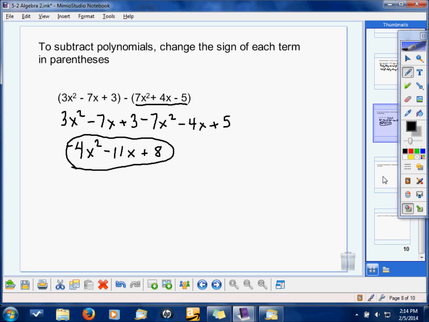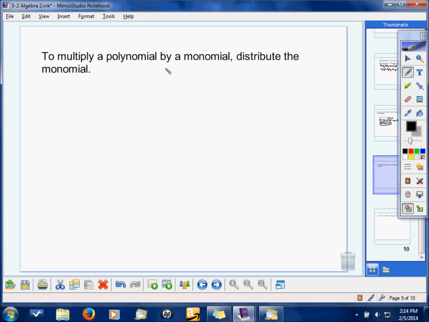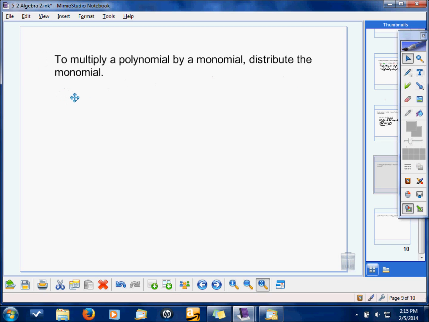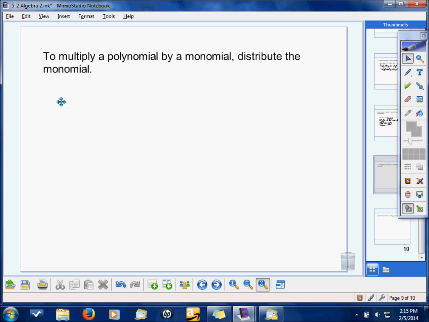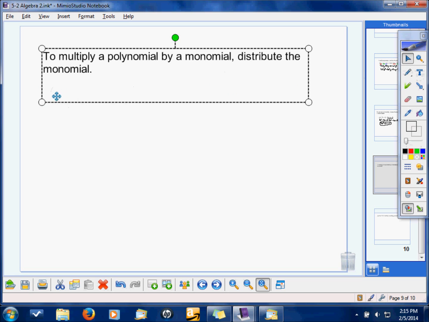Multiplying, it does change. As a matter of fact, that's the next thing I want to do. Multiplying a polynomial by a monomial. Now, we know that there are simpler and more difficult monomials. So we'll start with the simple one. I'm going to start with the simpler one.